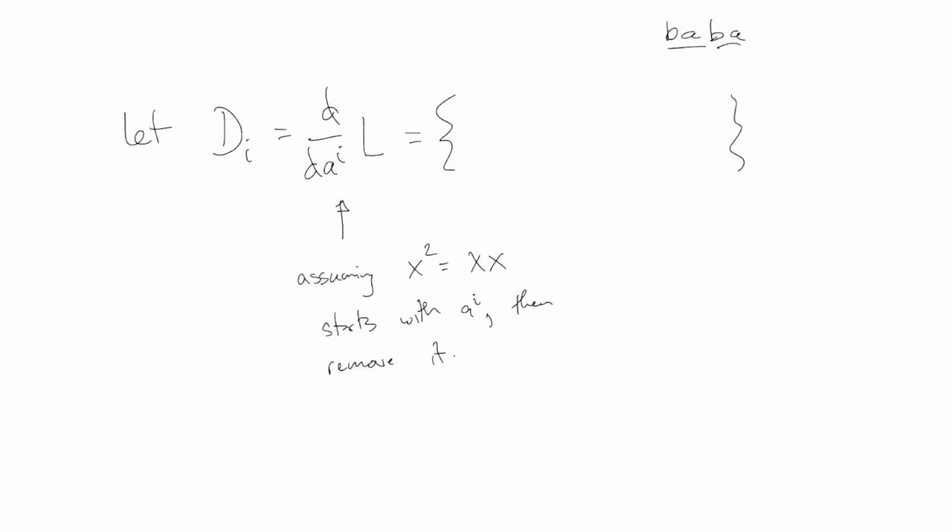What's it going to look like after that happens? Well, this assumption you can use here. What that means is, assuming that this starts with a to the I, x looks like a to the I followed by something else. And so x squared looks like a to the I, y, a to the I, y.